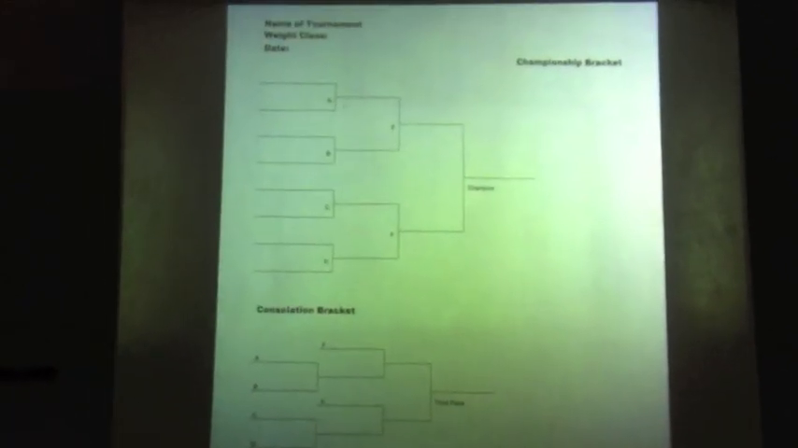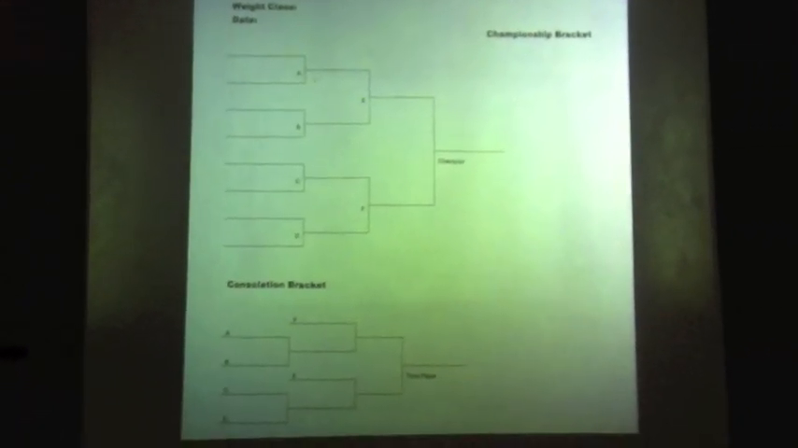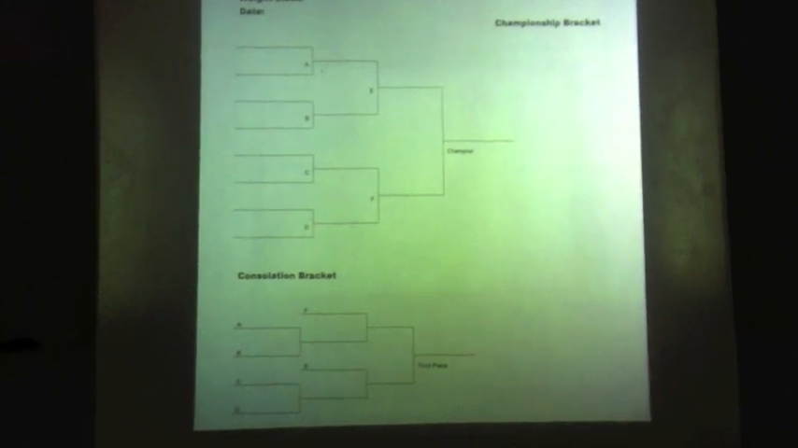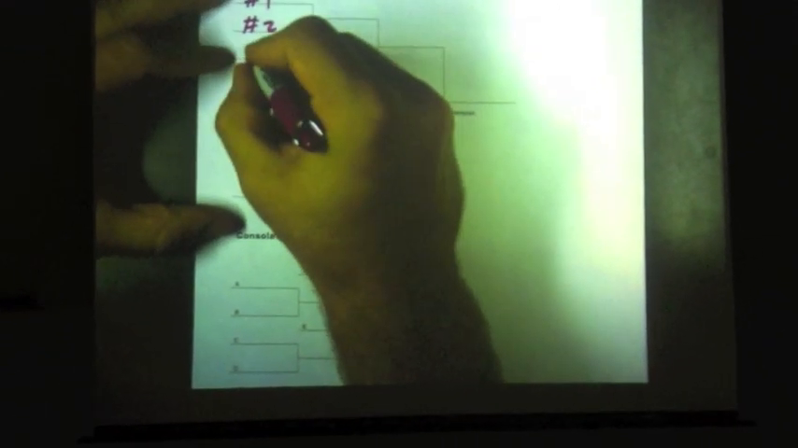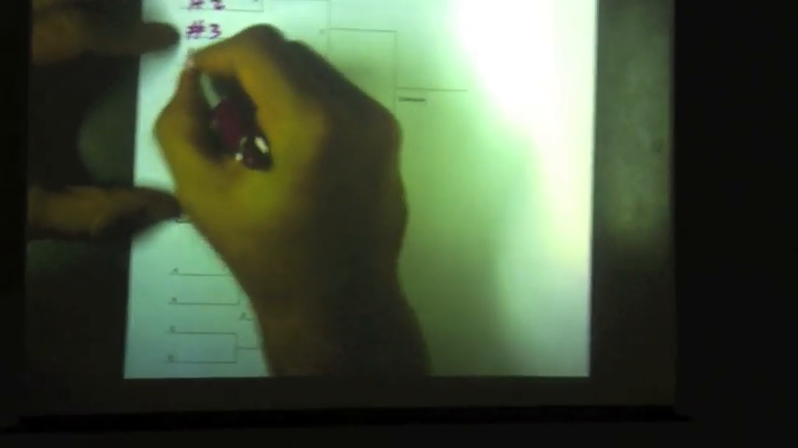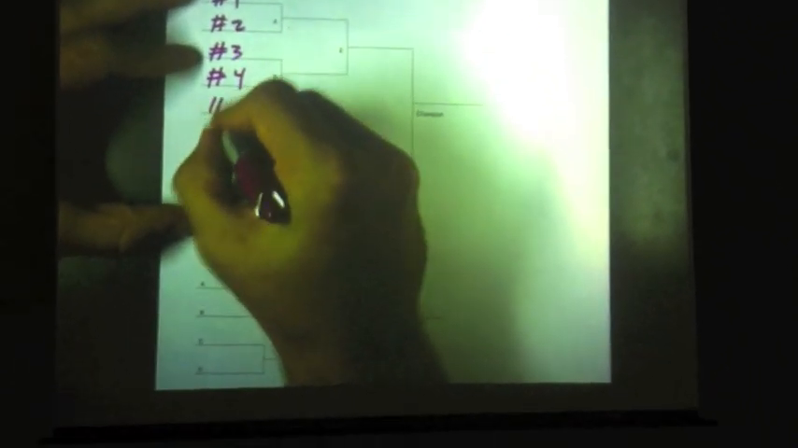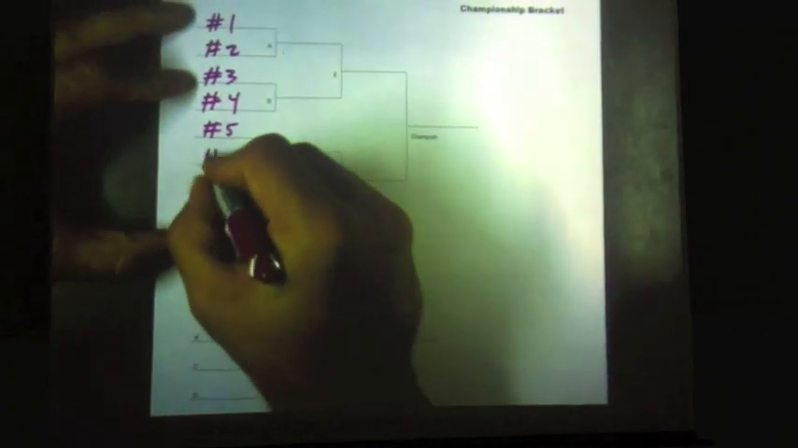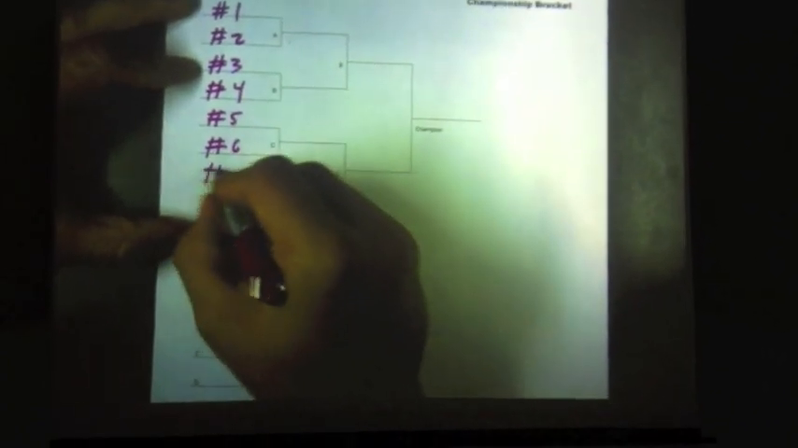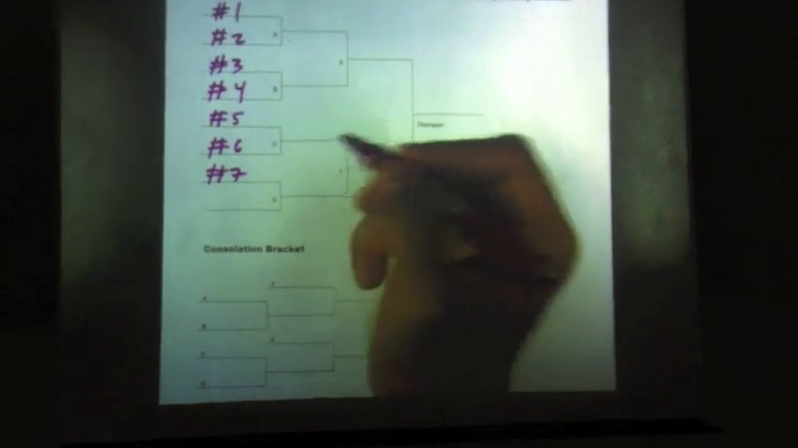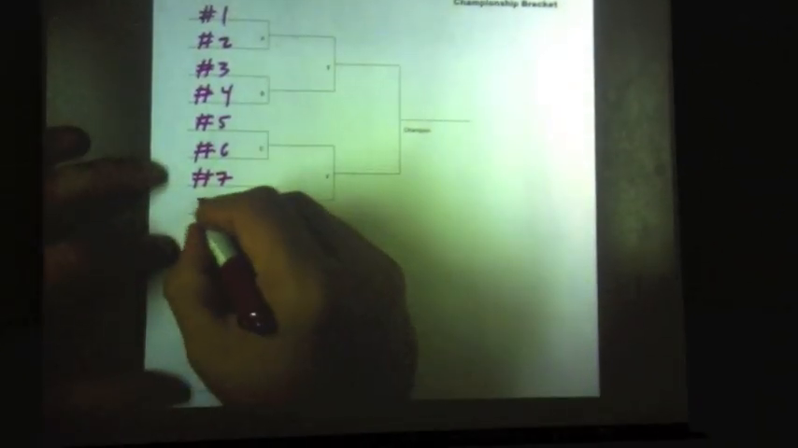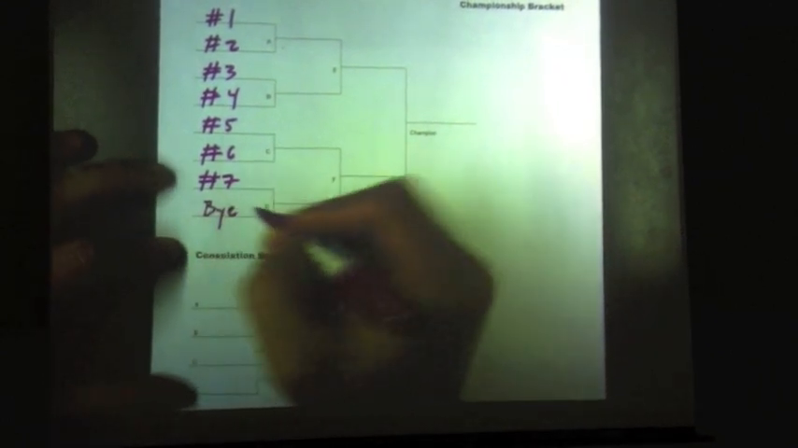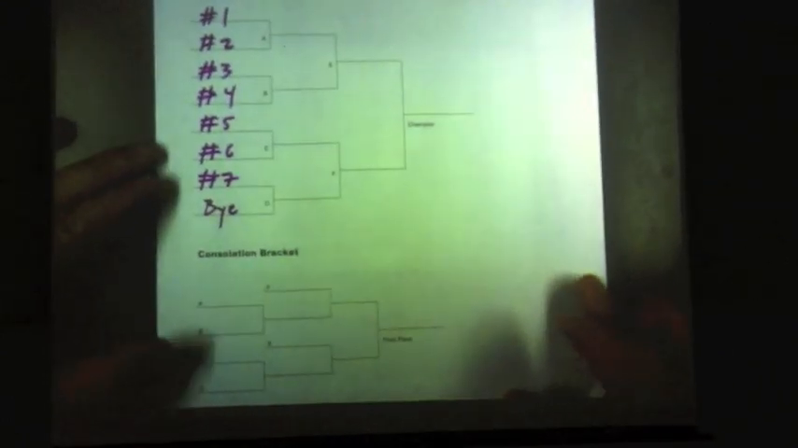All right, so like before, we're going to use numbers in place of names on our bracket just to keep everything nice and clean. So we're going to go ahead and start this off. We have number 1, 2, 3, 4, 5, 6, and 7. And like we said before, any open spots on a bracket you're going to fill in with the word bye. B-Y-E.